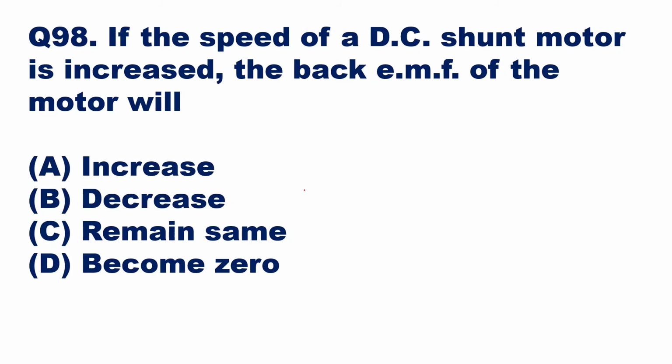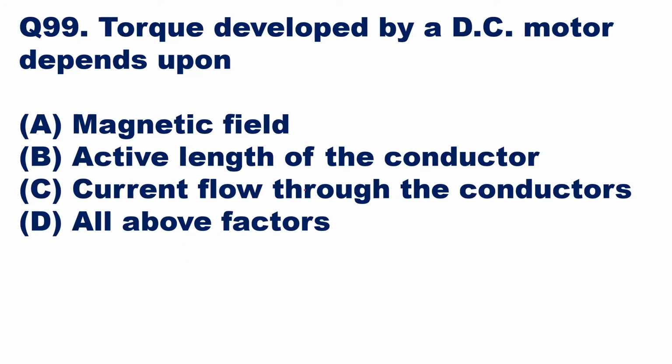If the speed of a DC shunt motor is increased, then the back EMF which is developed in the motor will increase, decrease, remain same, or become zero. Obviously it will increase. When the speed is going to increase, the back EMF is going to increase. So option A will be the right answer, increase. So back EMF is going to increase when the speed of the DC shunt motor is increased. Then we'll go to question number 99.